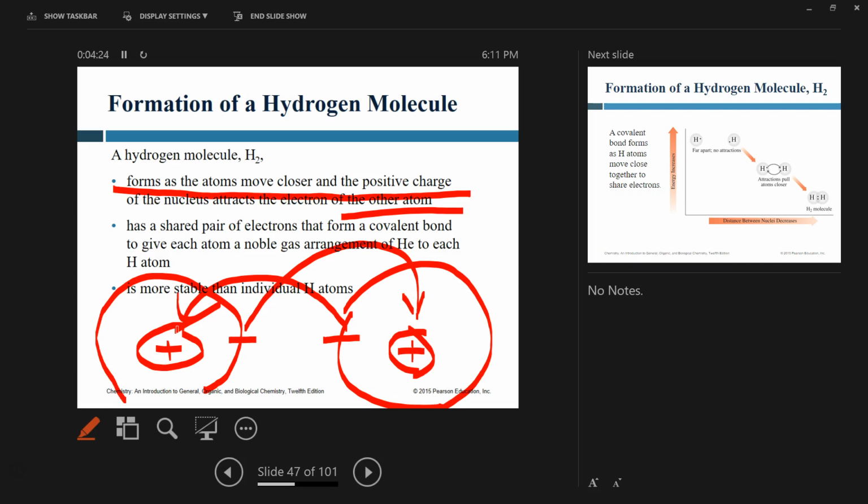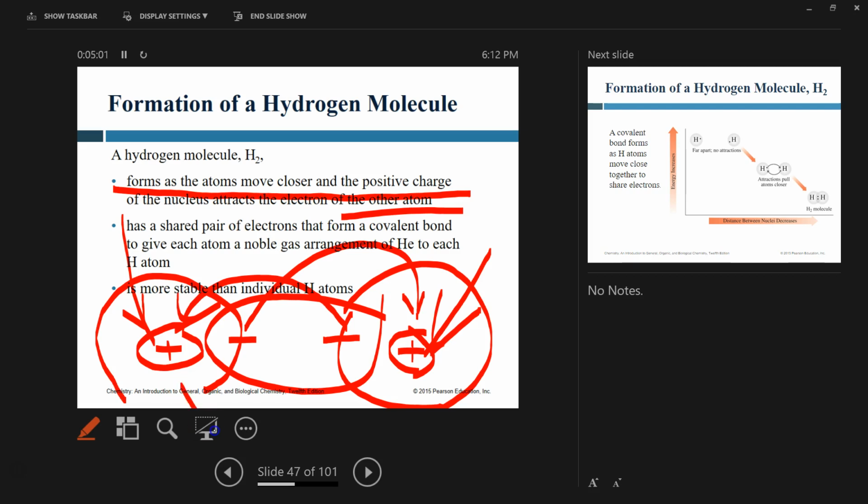At some point, these electrons become close enough to start basically belonging to both nuclei. So the nucleus on the right, quote-unquote, considers this electron its own, and the nucleus on the left starts to consider these electrons its own. So they are shared. Does that make sense?